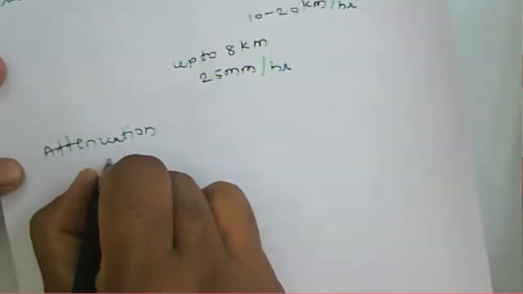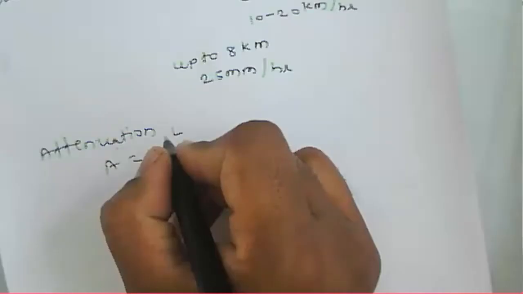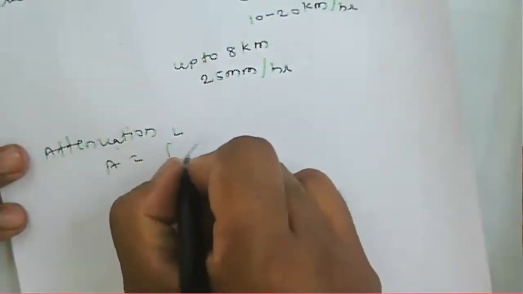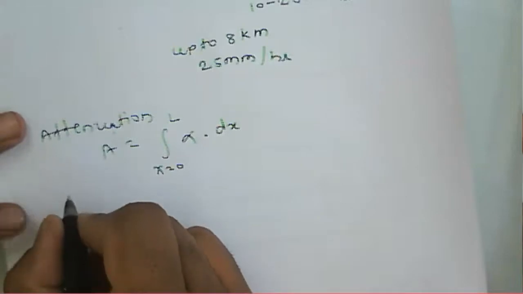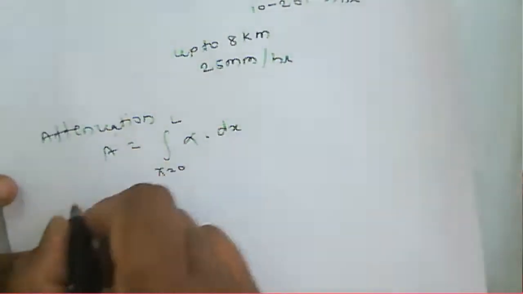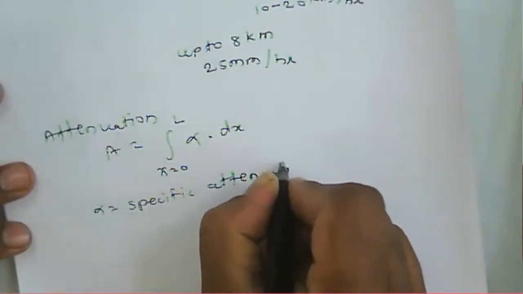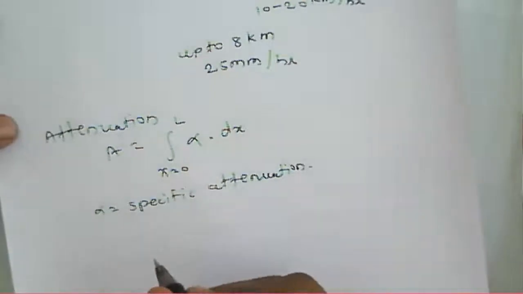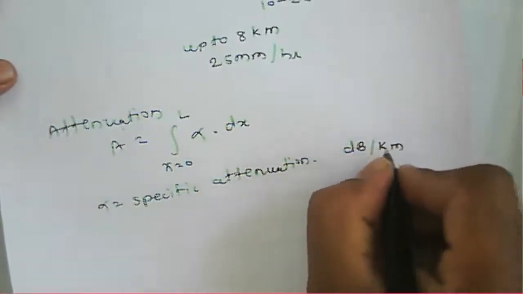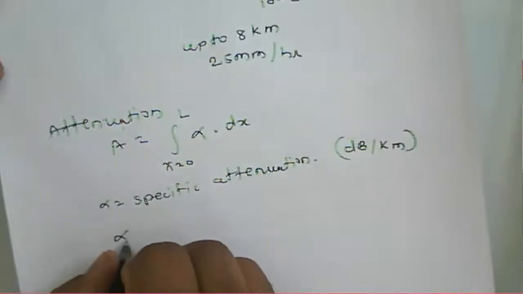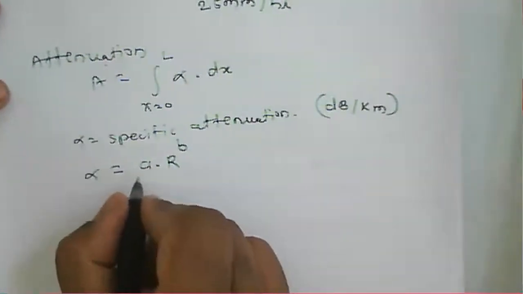So you can calculate the attenuation A, with the rain through a distance L along that path, as A equal to alpha into delta x. L is nothing but the distance here, and alpha is the specific attenuation of the rain, or of that particular volume, expressed in dB per kilometer. Alpha is approximately equal to a into R raised to b.